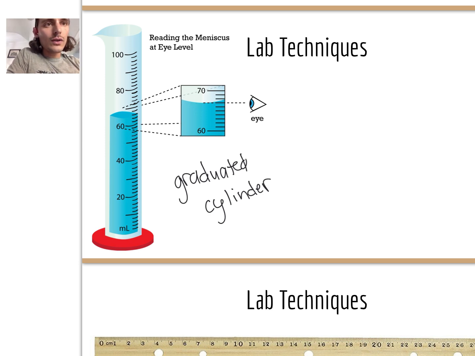So I know that here, if you look at it, it might say, oh, look at this, looks like 68, because it's right there. But you actually measure at the bottom. So 67 milliliters would be the volume of liquid. Let's say it's water that's in this graduated cylinder, okay?